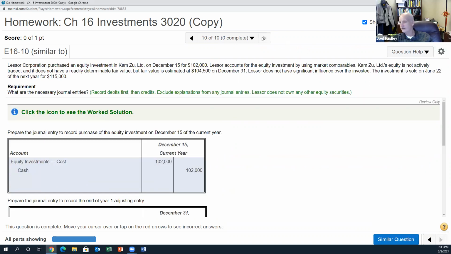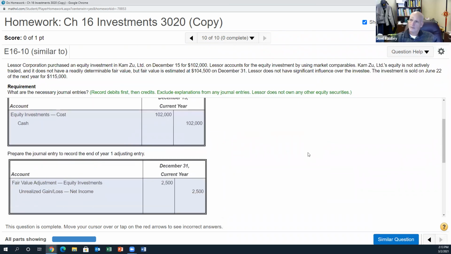All right, then the last one here, we have an equity investment in Kamzu for $102,000. Using this, it says lessor accounts for the equity investment by using market comparables. It says their equity is not actively traded, does not have readily determinable fair value, but fair value is estimated $104,500. Does not have significant influence. That's the key term there. So if you don't have significant influence, that means it's less than 20%.